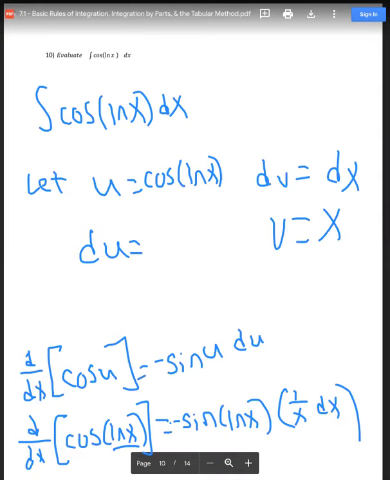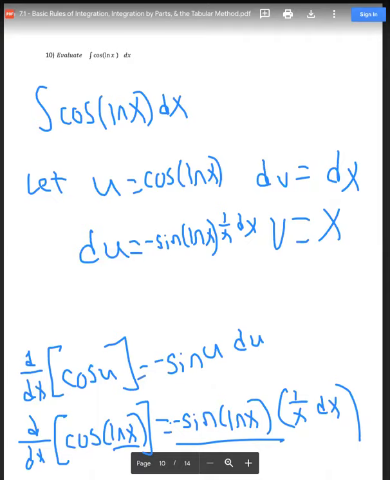This kind of goes back to the chain rule where we have to keep taking the derivative of the inside. You know, it's not just negative sine of ln of x. You have to do the inside too. Unless the inside is x, then it would not be necessary. But since it's not, you have to remember the 1 over x dx. So this is negative sine of ln of x, 1 over x dx. Okay.